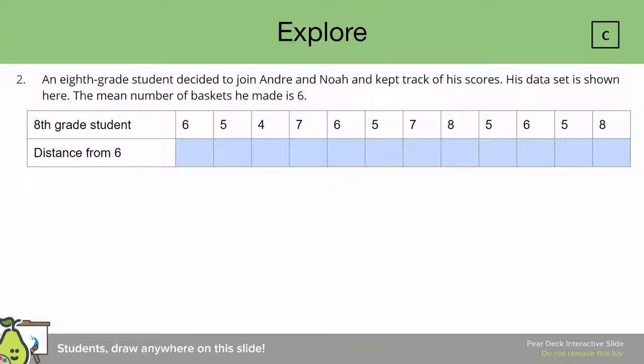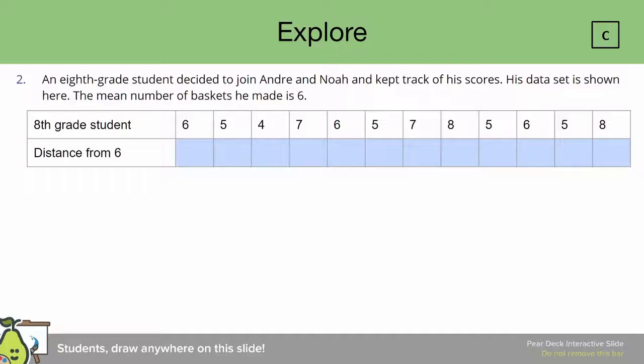Let's talk about Explore Part C. For this slide, what I want you to do is to please pause this video, read the story to yourself, take a look at what this table is asking us to do, and try it on your own. Alright, welcome back. Explore Part C says, an 8th grade student decided to join Andre and Noah and kept track of his scores. His data set is shown here.